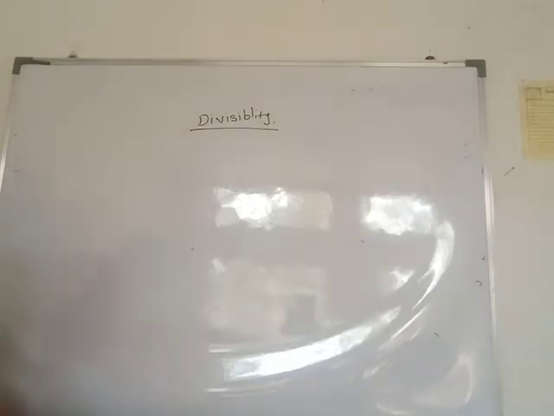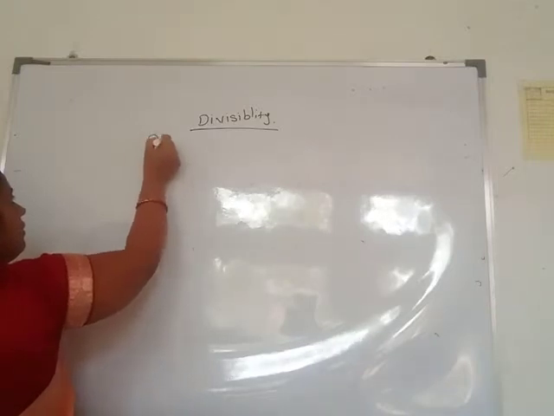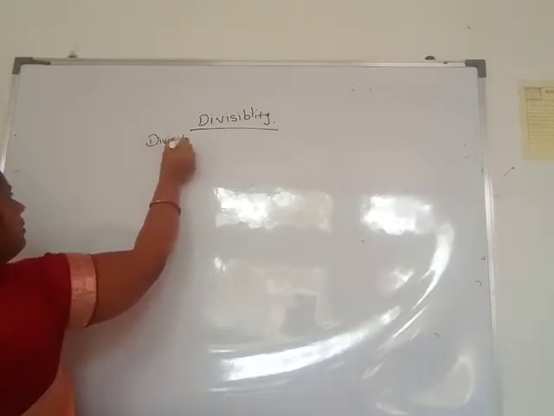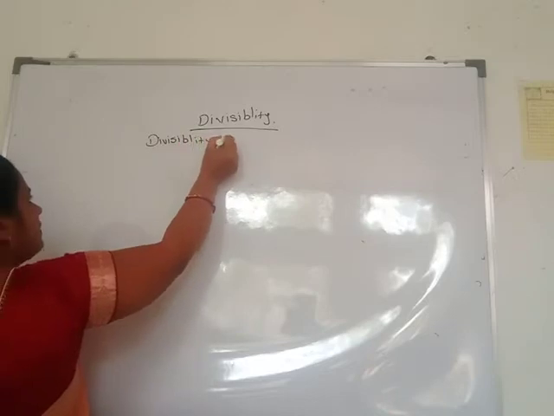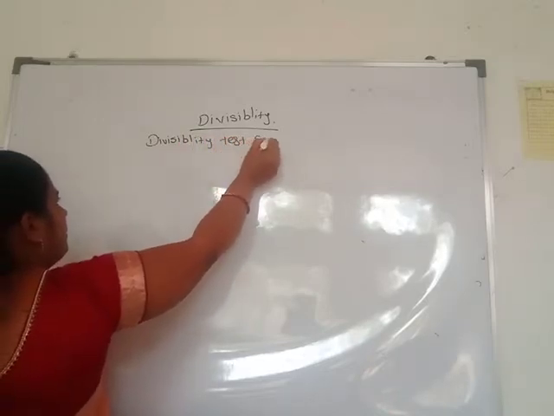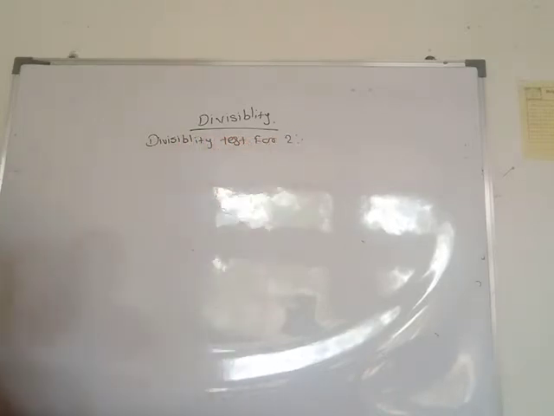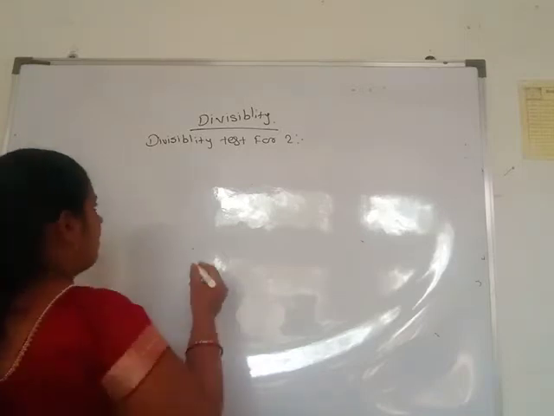Firstly, see here the divisibility test for 2. If the unit place has 0, 2, 4, 6, or 8, then that number is divisible by 2. Now the examples.